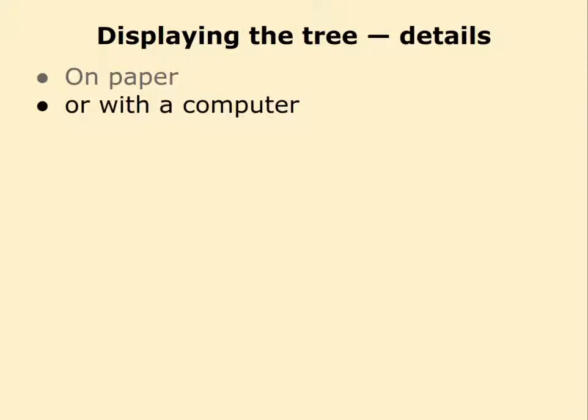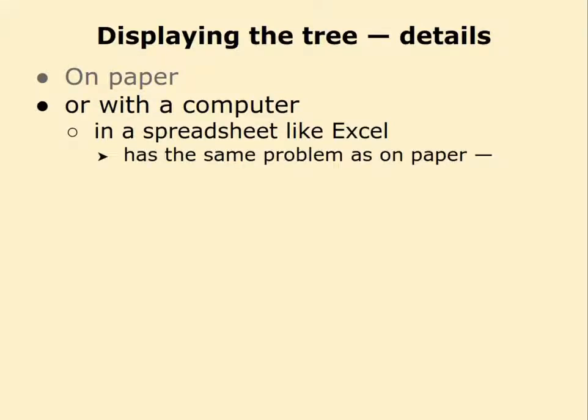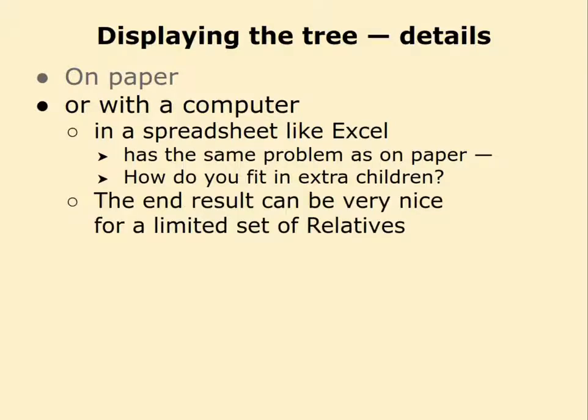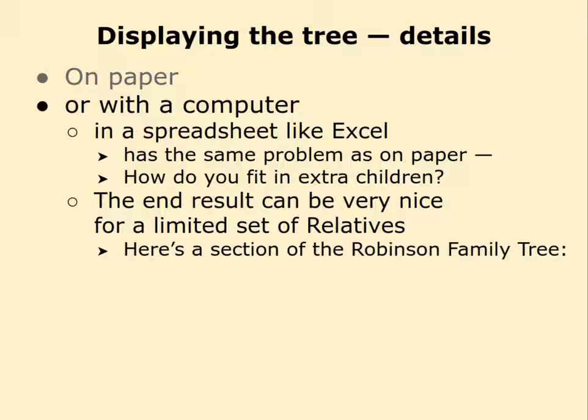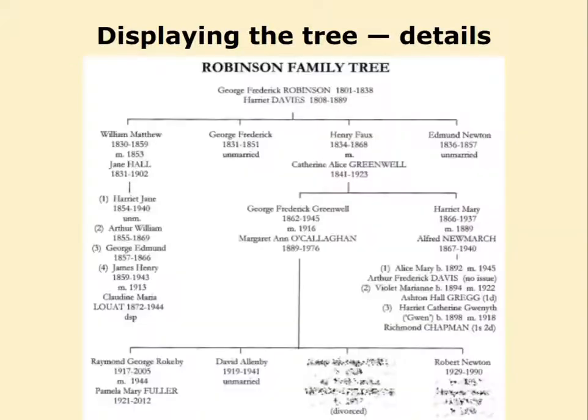If you're going to display the tree on a computer, you could use a spreadsheet like Excel, and this has the same problem as displaying on paper, because how do you fit in extra children? And the end result can be very nice for a limited set of relatives. Here's a section of the Robinson family tree from one of my friends, and it's nicely published.